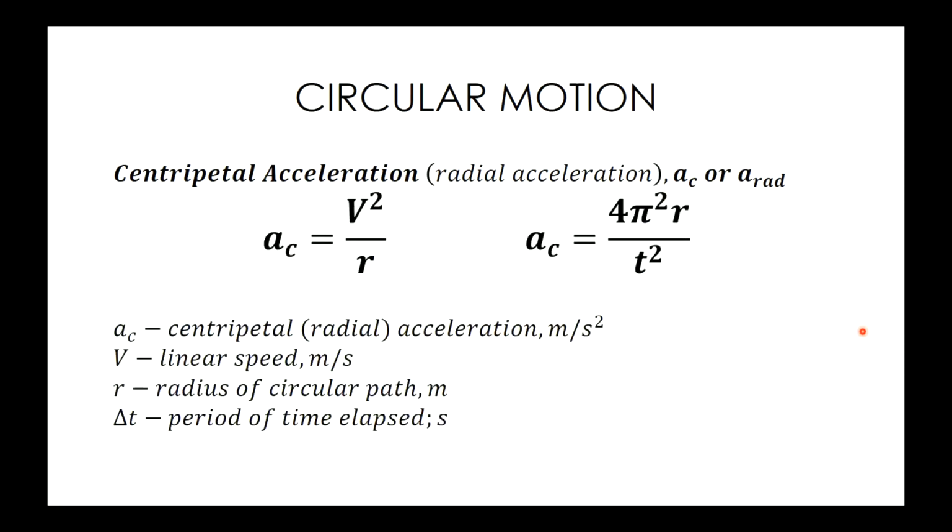So, the formula for centripetal acceleration is equal to the linear speed squared over radius, or 4 pi squared times radius over time squared. So we have A sub c, which is the centripetal acceleration. The v is the linear speed. R is the radius of the circular path, and then the t is the period of time elapsed.